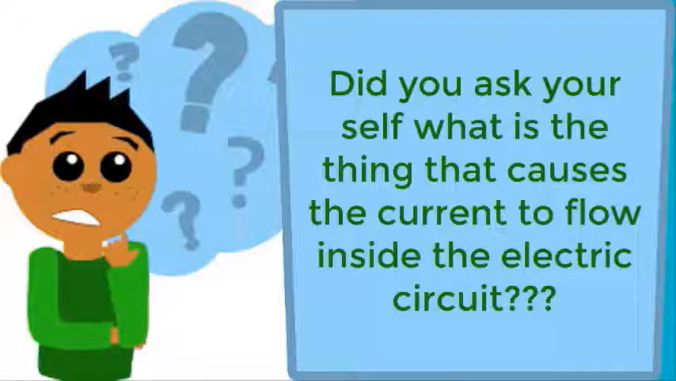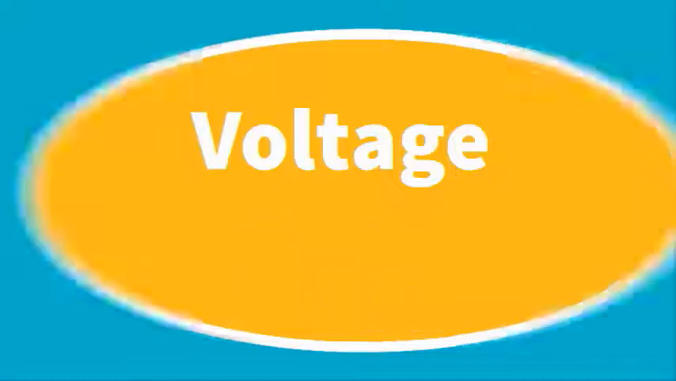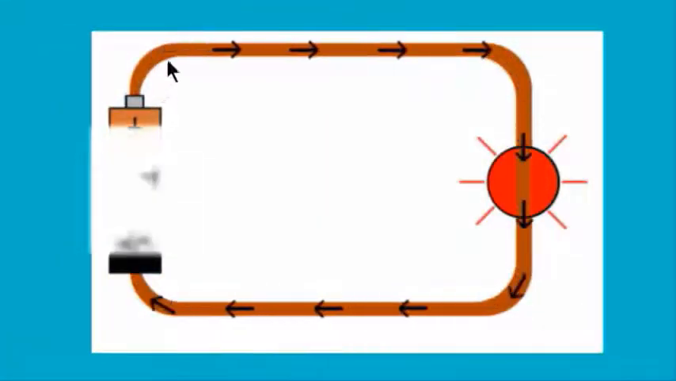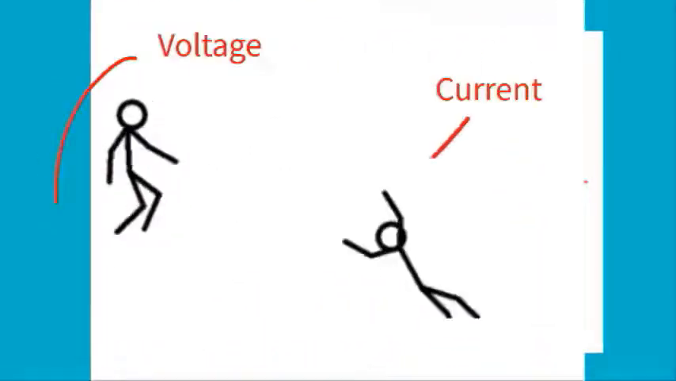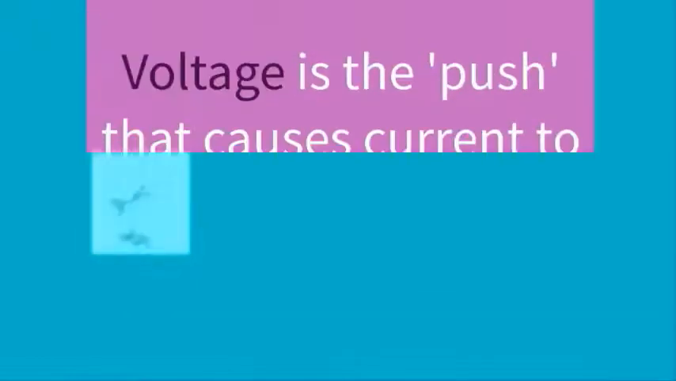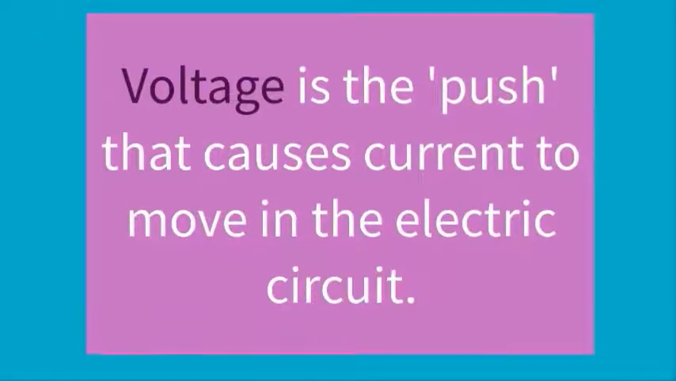Did you ask yourself what is the thing that causes the current to flow inside the electric circuit? It is voltage. Voltage is like a man that is pushing the current to flow in the electric circuit in order to operate the lamp. So, voltage is the push that causes current to move in the electric circuit.